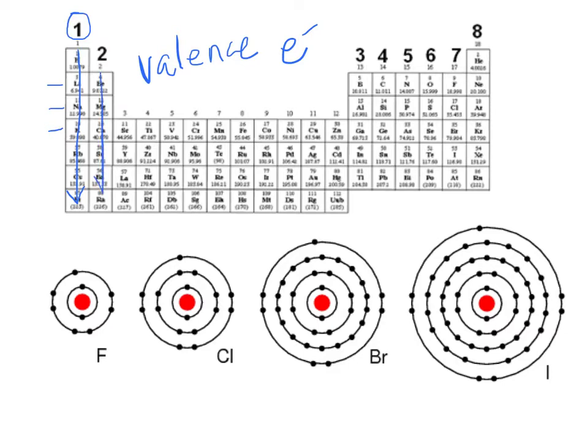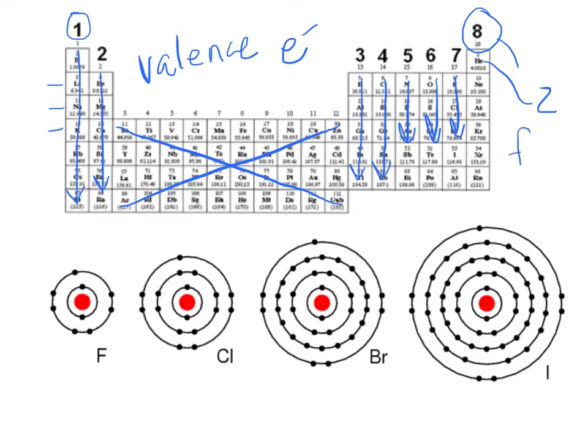Family 2 has two electrons in the outer shell. Now we skip the transition metals because they do lots of strange things. You'll learn about that later. Family 13 has three valence electrons. Family 14 has 4, 5, 6, 7, and then the noble gases have 8, or helium has 2, because there's only 2 electrons in helium. But what was unique about the noble gases is their outer energy level is full.